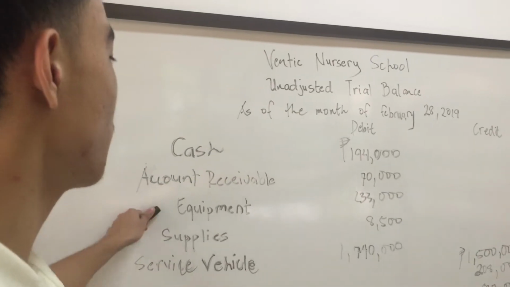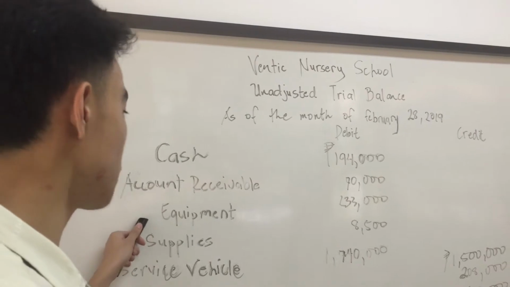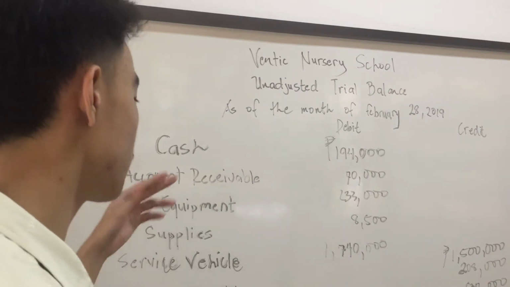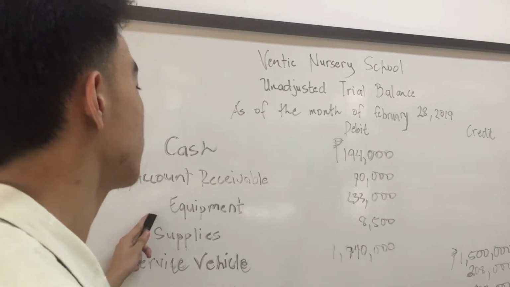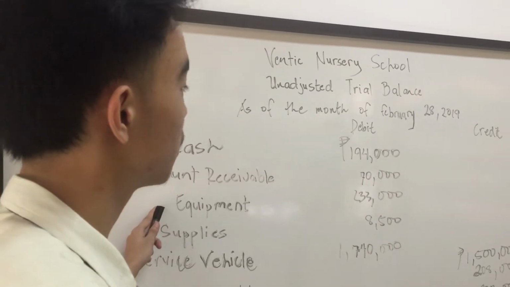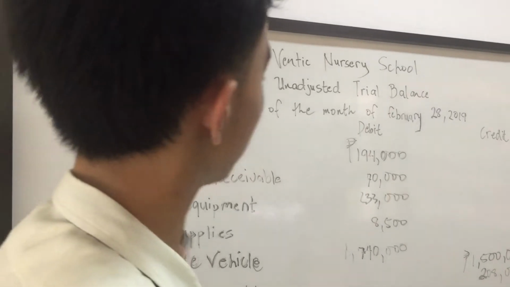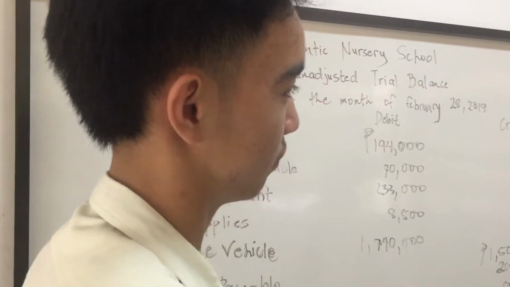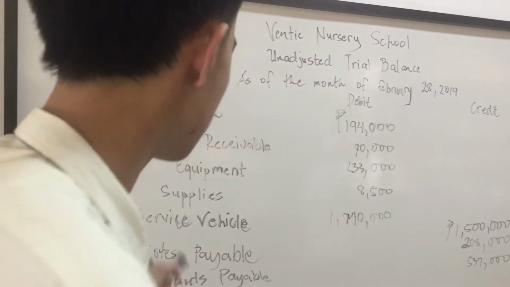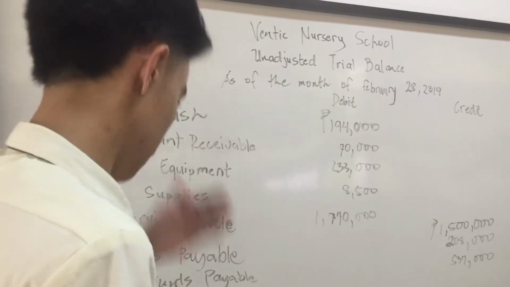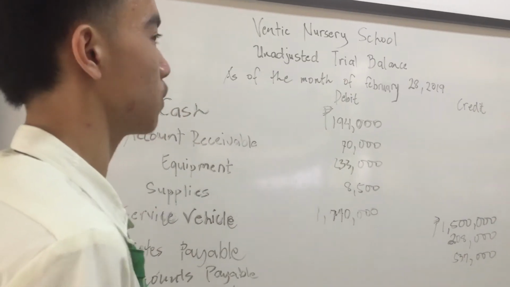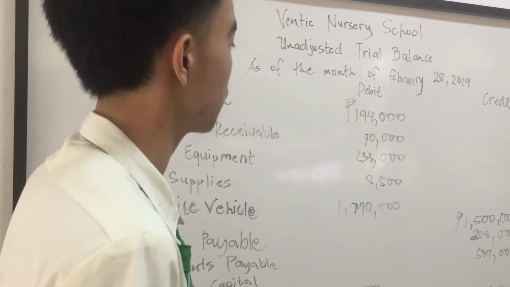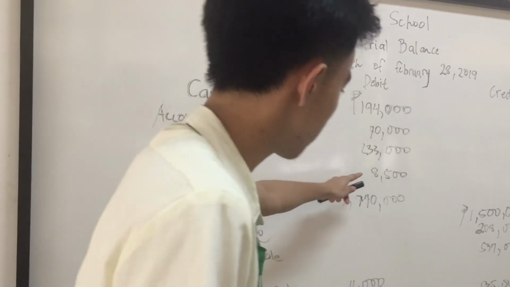So here we have the equipment, and the normal balance of equipment is debit. After that, we're going to copy the end balance of the equipment from the T accounts, which is 233,000 pesos. Here, supplies. The normal balance of supplies is debit, and after that, you're going to copy the end balance of supplies in the T accounts, which is 8,500 pesos, and you just put it here.